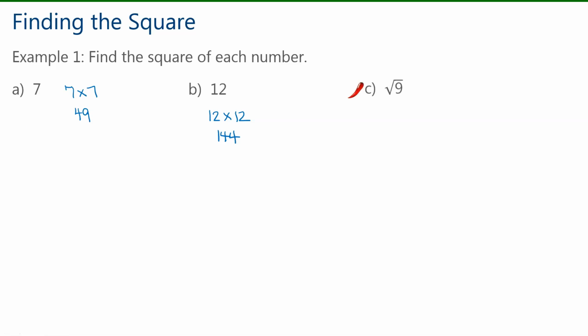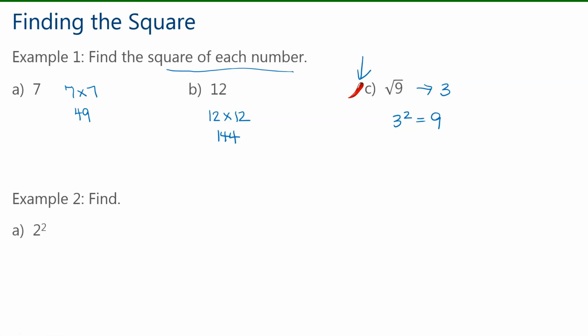And this question is a little spicy, as indicated by this hot pepper right here. So it's asking us to find the square of the number, and they're giving us a square root of 9. The square root of 9 is 3, and if I need to find the square of 3, then 3 squared is equal to 9. So you have to be careful with some of these questions. They're a little tricky.